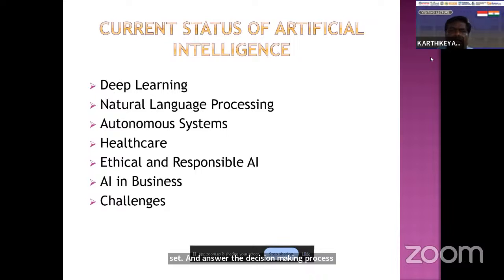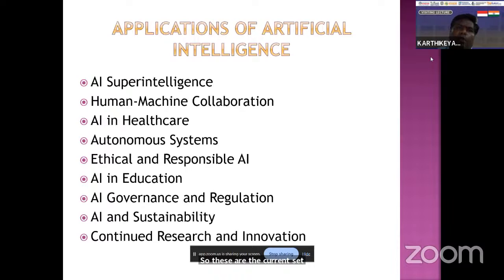And the current status of AI is challenges. These challenges include data privacy concerns and ethical issues, and we need continued research into robust and explainable AI algorithms. So these are the current status of artificial intelligence.